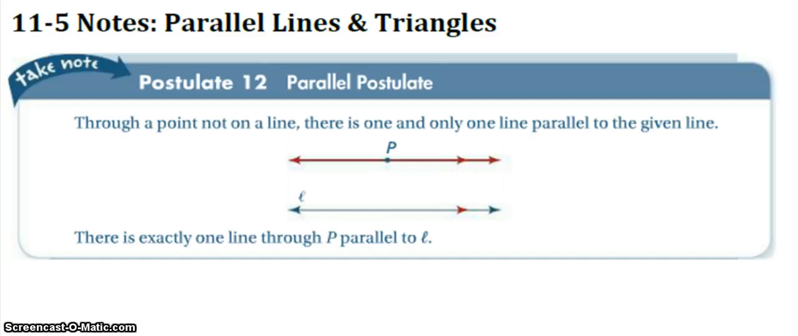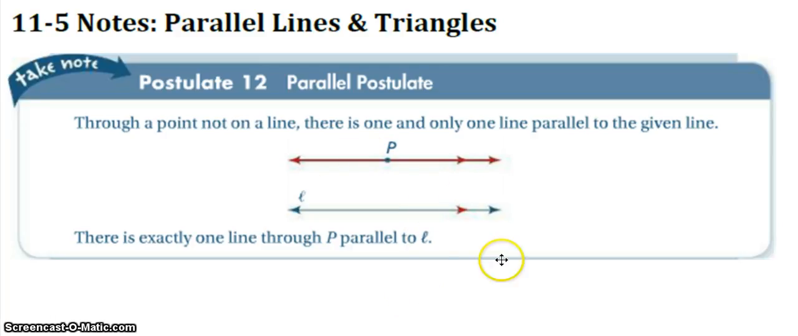We start here with a postulate that we've seen before. It's our parallel postulate. It tells us that through a point not on a line, so our line here is line L, through a point, our point P, there's only one line parallel to the given line. If we skew this at all, it will become not parallel. So this has to be perfectly the same direction as our other line.